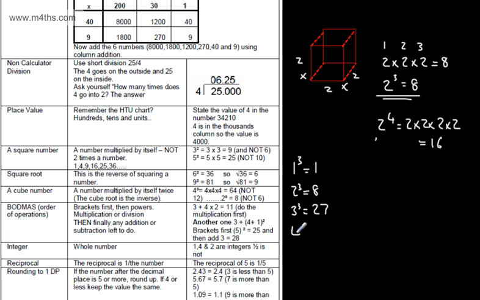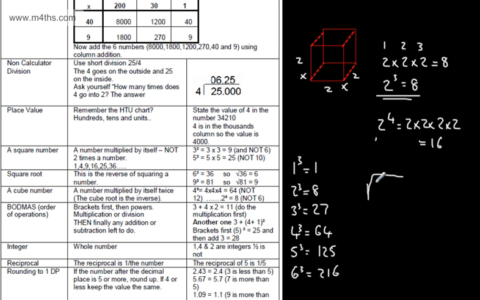So I'm just listing these out. 4 cubed is going to give us 64. 5 cubed would give us 125. And as you can see over time, you just memorize these. 216. Now, we could be asked to find the cube root.